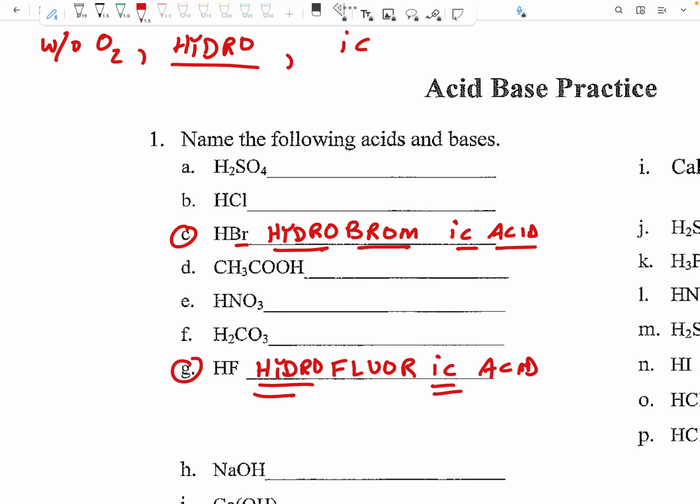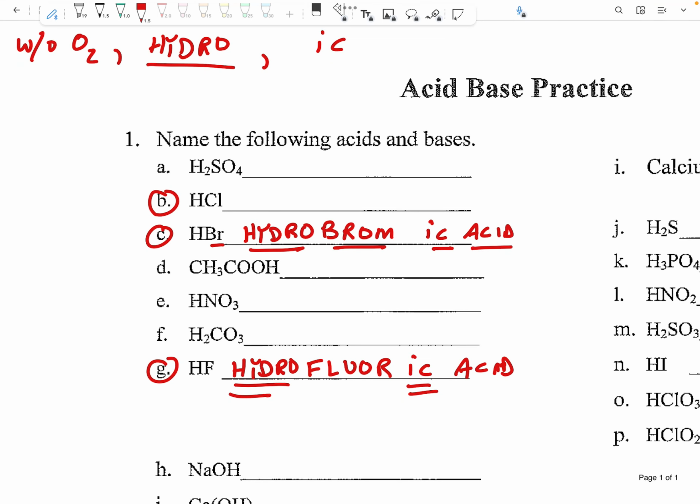So that is another example of an acid without oxygen in it. And we have the same thing here in B. We have hydro at the beginning, and Cl stands for chlorine, or chloride, so it's going to be chlor, and then we have the IC at the end: hydrochloric acid. Okay, so that's how you solve those kinds of naming problems.